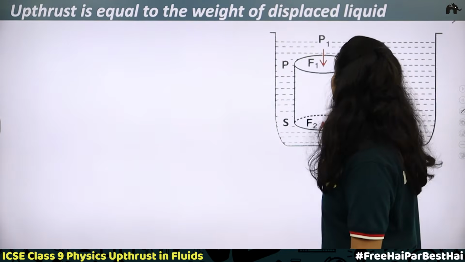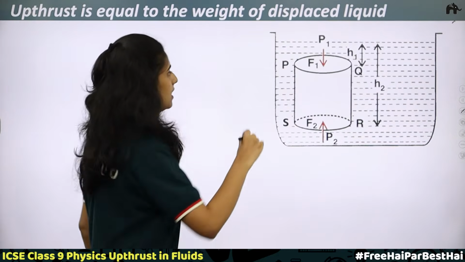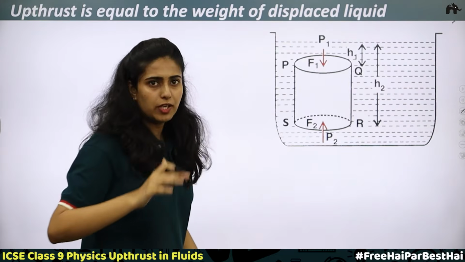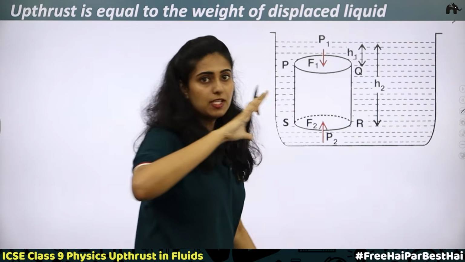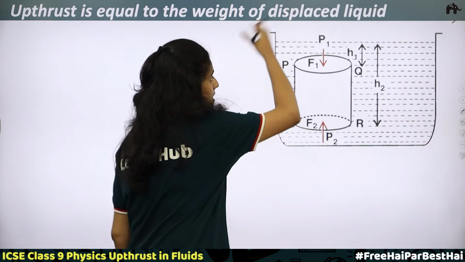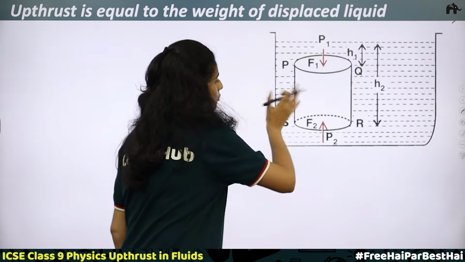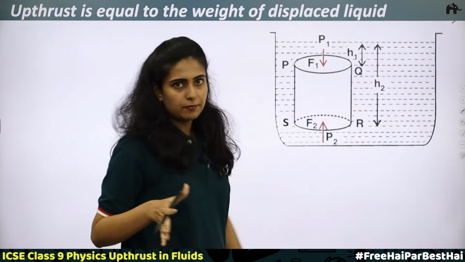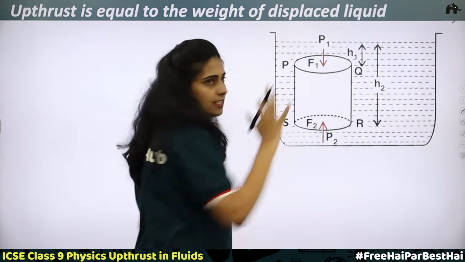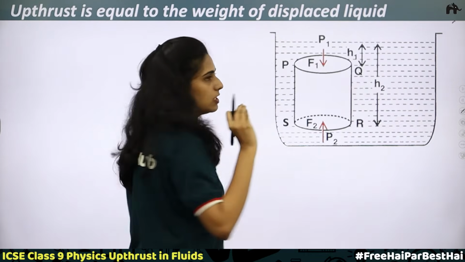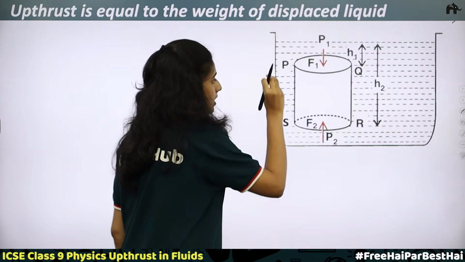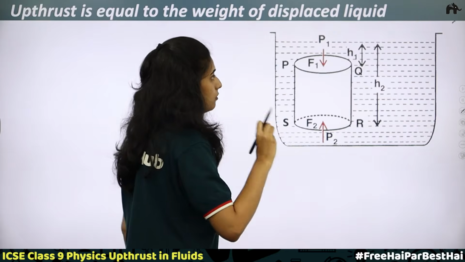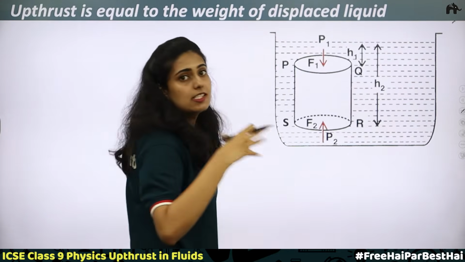Upthrust is equal to the weight of displaced liquid. Consider a container that is filled up to the brim with water or any fluid. When you put an object in, what happens? You will see that the water gets displaced from this container and falls to the ground. It happens because there should be space for the object to occupy. So you should remember one thing: the upthrust on the object because of the liquid will be equal to the weight of the water or the fluid that is displaced.